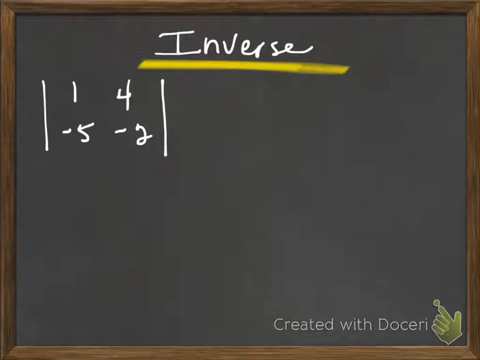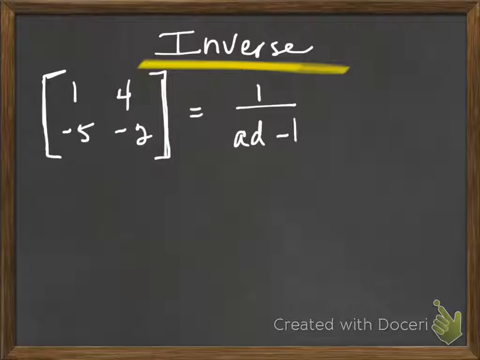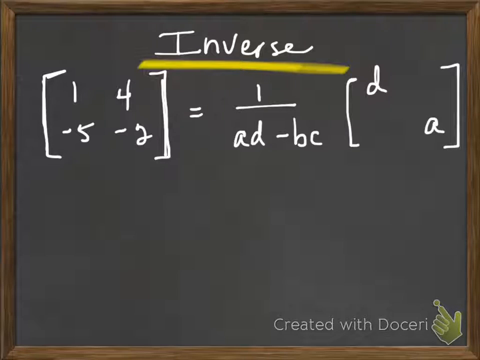Last thing is the inverse. Finding the inverse of a 2 by 2, and these should not be absolute value bars. That's my mistake. They should be brackets. There is a formula for the inverse here. It's 1 over A times D minus B times C. And then we will swap the places of the A and the D. So the D comes here, the A goes to the bottom right. And the B and the C don't change places, they just change signs.